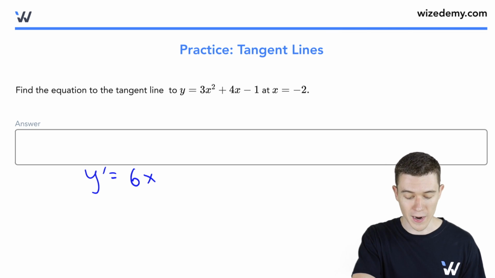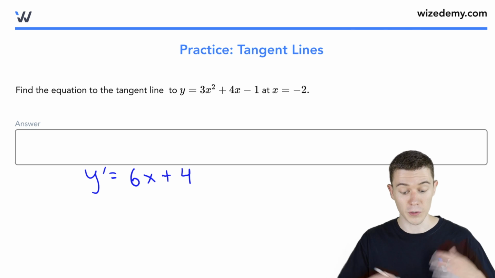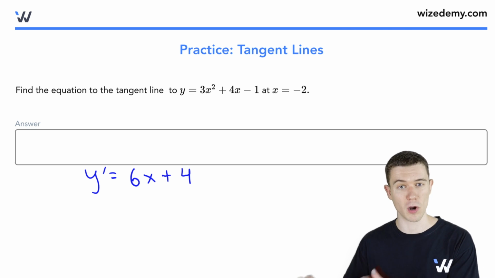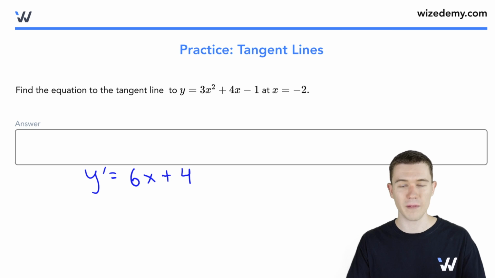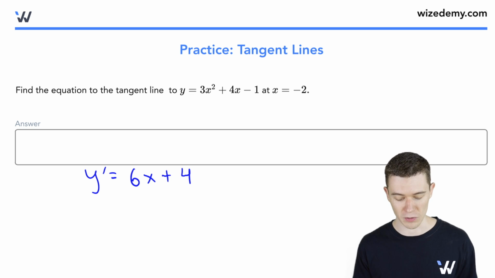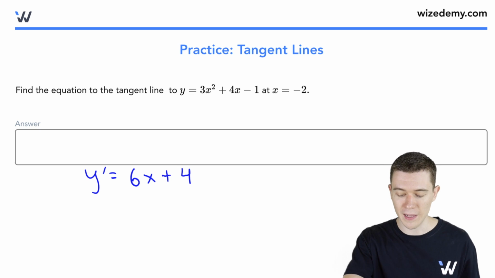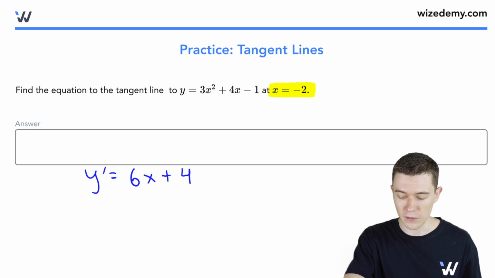The derivative of 4x is simply 4 multiplied by 1. x to the 0 would go away. And the derivative of minus 1 is 0. The derivative of any constant function is 0. So there's our derivative. All we need to do is plug in the value, -2.